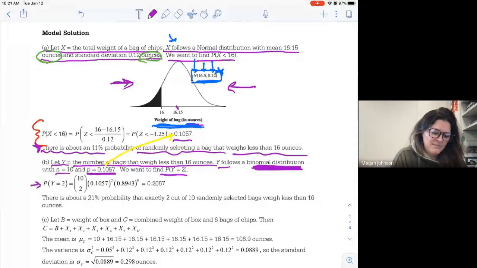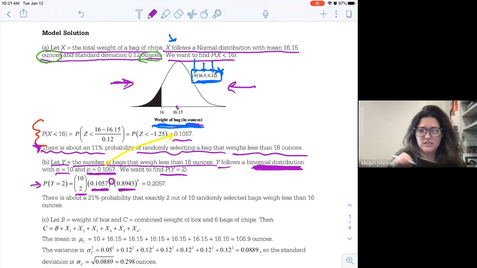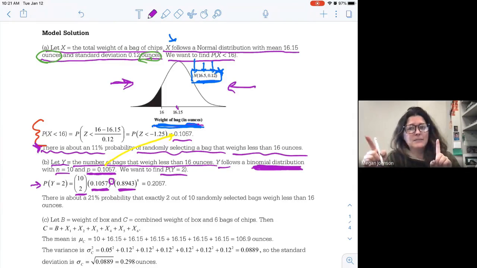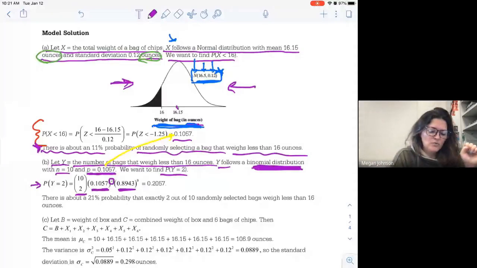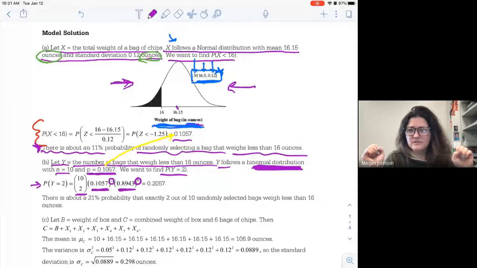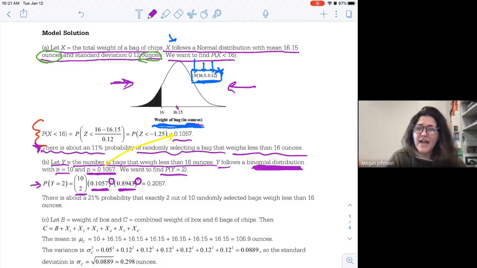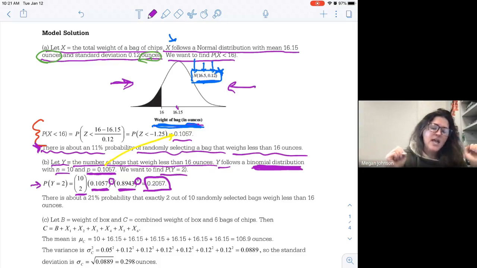So you've got that combinations of 10 choosing 2. Then you've got the probability of success raised to the number of successes, which is the power of 2. Then you've got the probability of failure. Remember, that's 1 minus the probability of success raised to the number of failures. So raised to the 8th power. If you have 2 successes, you have 8 failures for a total of 10 trials. You plug all that in and you get this answer.